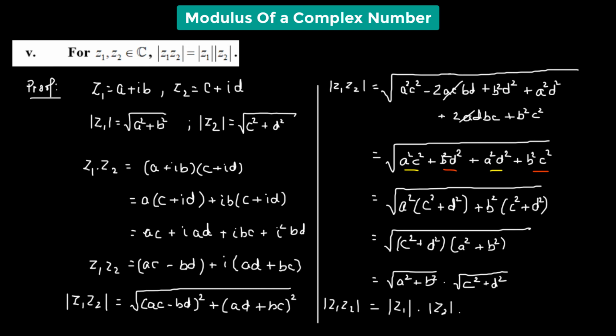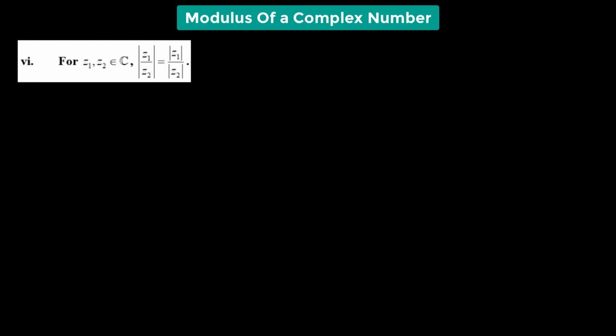Let us go to this next proof. So in proof number 6, we are given two complex numbers z1 and z2. Then if we divide z1 by z2 and then take the absolute value, this is the same as finding the absolute value of the individual complex numbers first and then dividing them.